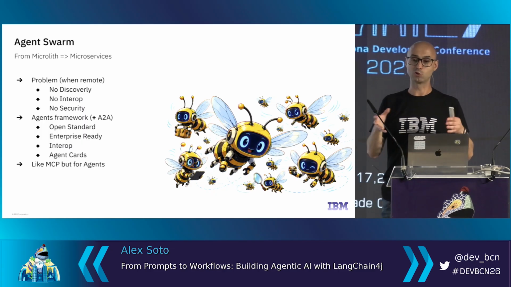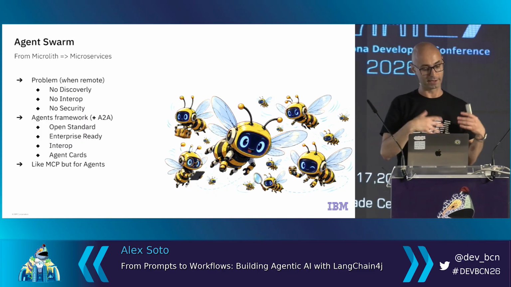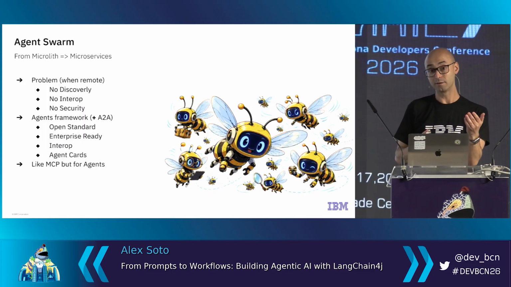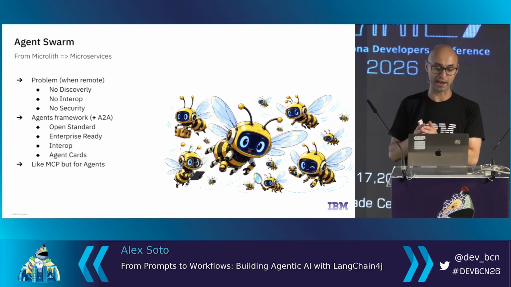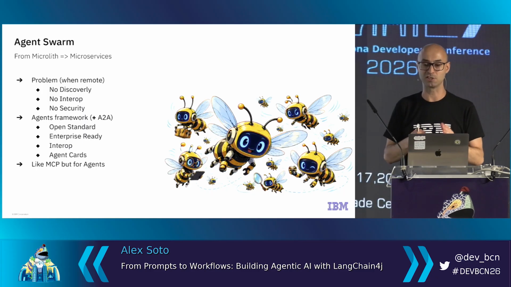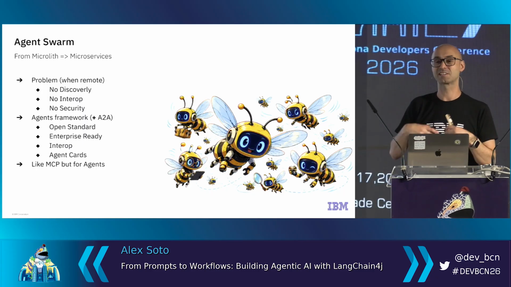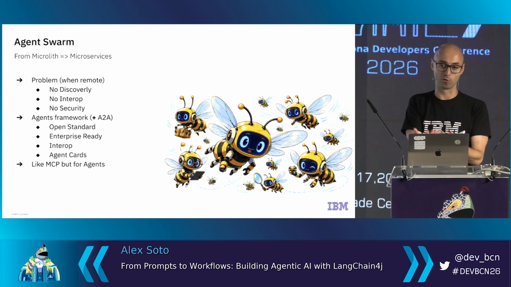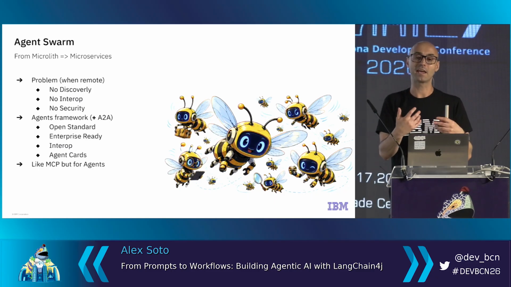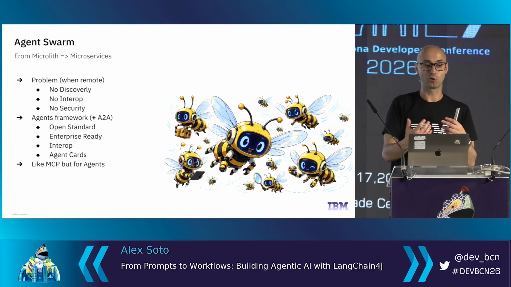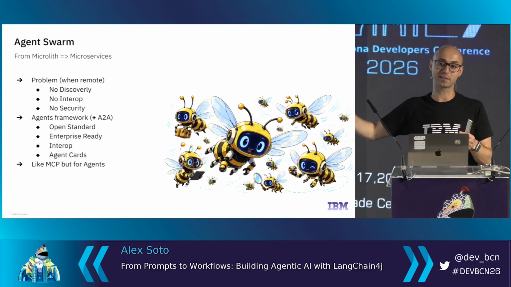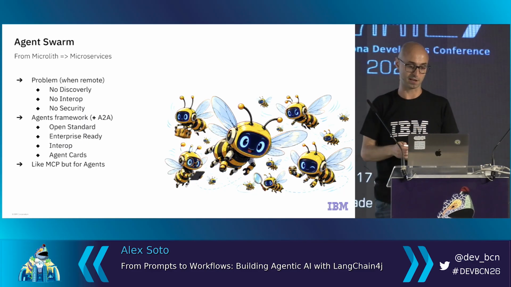Basically, we've got the A2A protocol, the agent-to-agent protocol. Again, it's a standard, which is enterprise ready, and it works really well. It works like MCP, but for agents. And one thing that is important with A2A is that you create agent cards. Basically, you are describing what is the purpose of the agent. And this works really well when you want to make agents do things autonomously, because then they are able to just read the agent card and understand the purpose of this agent.